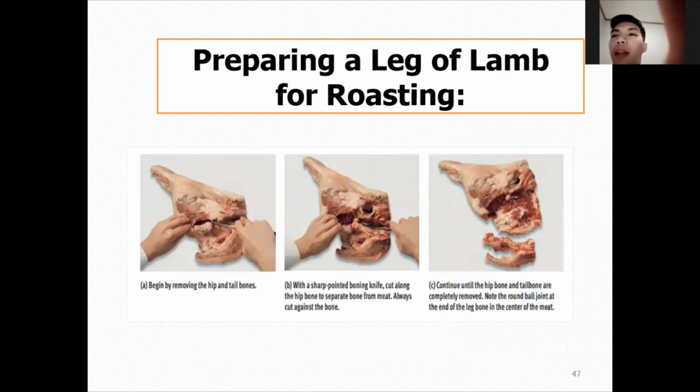Now for preparing a leg of lamb for roasting. First, begin with removing the hip and tail bones. Next, with a sharp, pointed boning knife, cut along the hip bone to separate bone from meat. Always cut against the bone. Continue until the hip bone and tail bone are completely removed. Note that the hip bone and tail bone should be removed before cutting the leg.